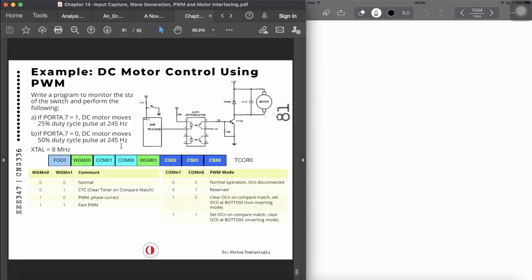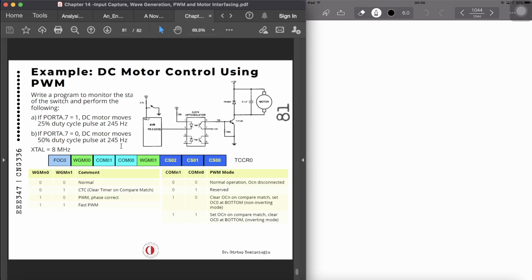So here is the example, which will be the last example of this chapter. We have got the DC motor control using PWM. As you can see, AVR PB3 is connected. We have got an opto-isolator in between to protect the circuitry inside the AVR, and the motor driver and the motor on the other end. So if port A7 is 1, the DC motor moves with a 25% duty cycle pulse at 245 Hertz. And if it is 0, then it moves with a 50% duty cycle.